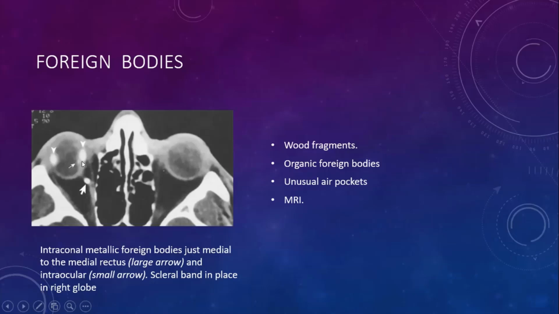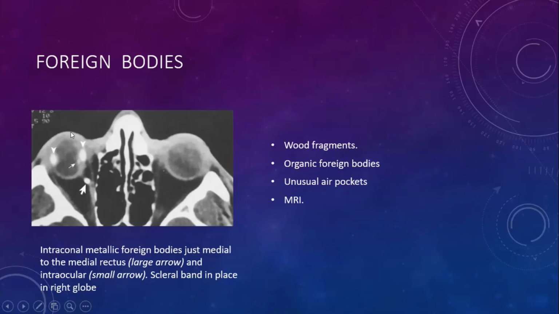So this was a case of an intraconal metallic foreign body that is noted just medial to the medial rectus muscle here. These are normal scleral calcifications. So we have to differentiate which is calcification and which is foreign body. Based on the Hounsfield units, we can measure this is metallic density and this is just a calcification.